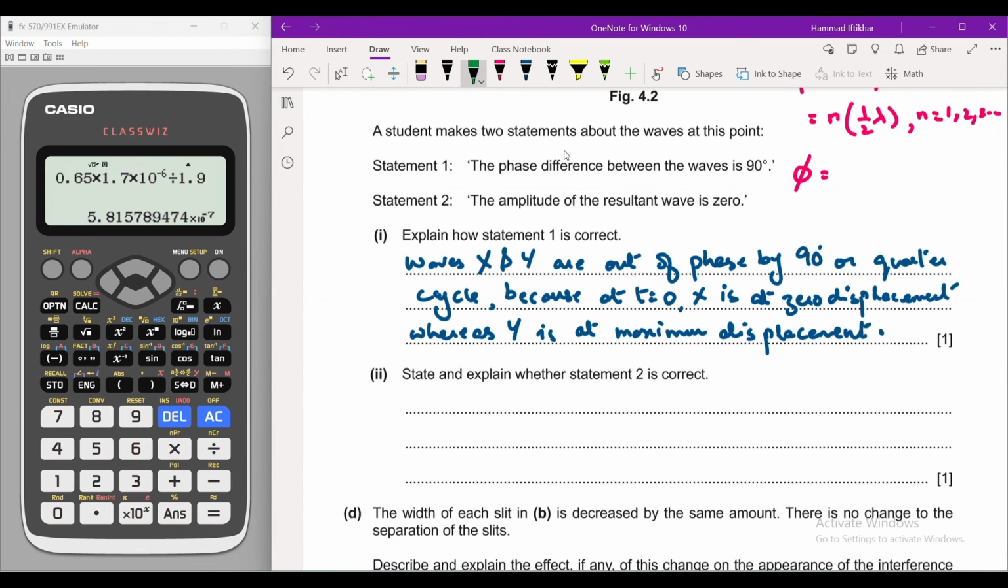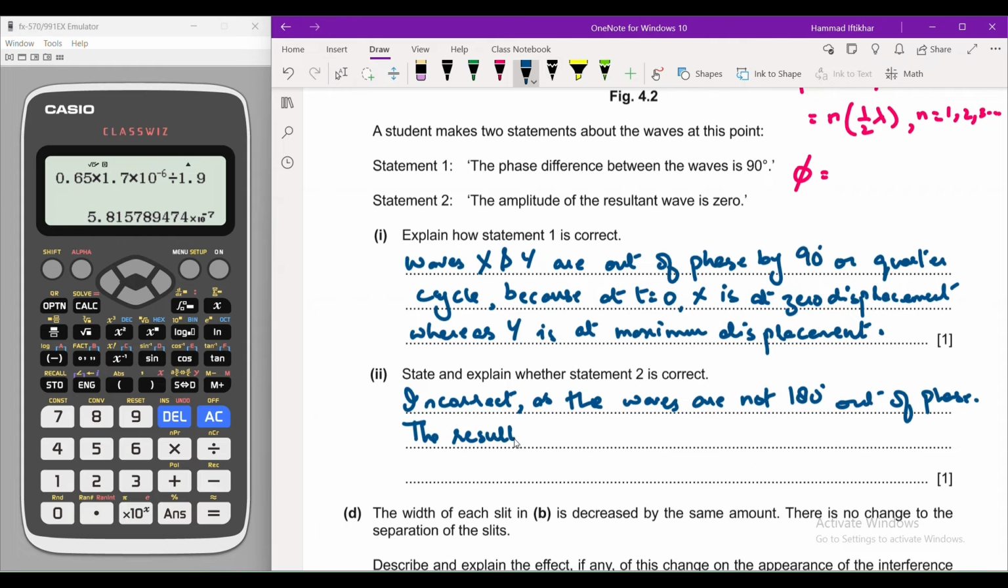But now we know. So, incorrect, as the waves are not 180 degrees out of phase. The resultant displacement will be non-zero. Okay.